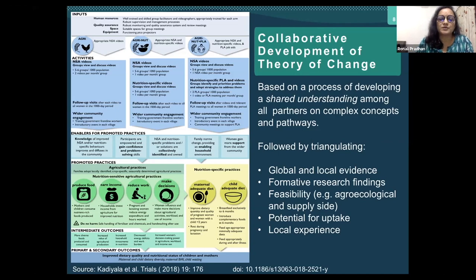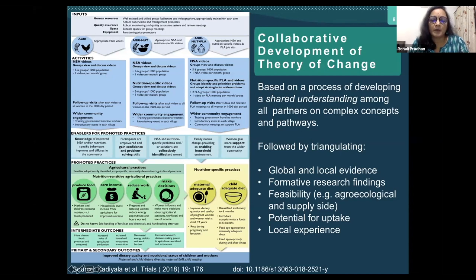So these pathways were arrived at after triangulating with many other documents and tools. For example, global and local evidence, then formative research, which we conducted at the beginning of the project to understand the local barriers, food taboos, facilitating factors, influencers, enablers. So we did a separate exercise for this.